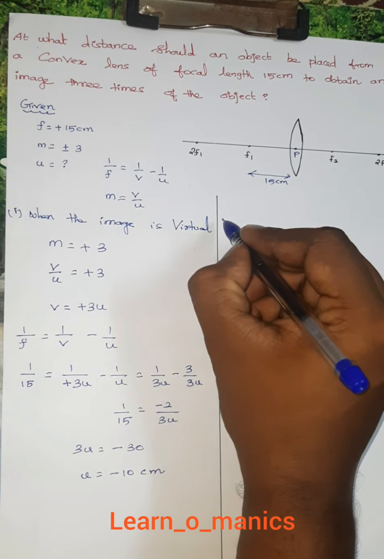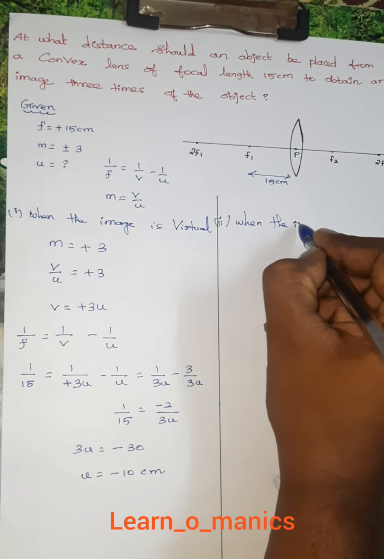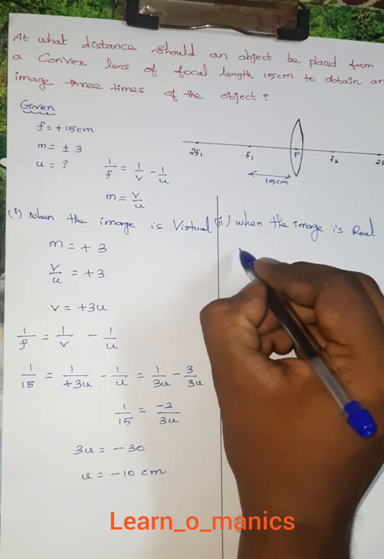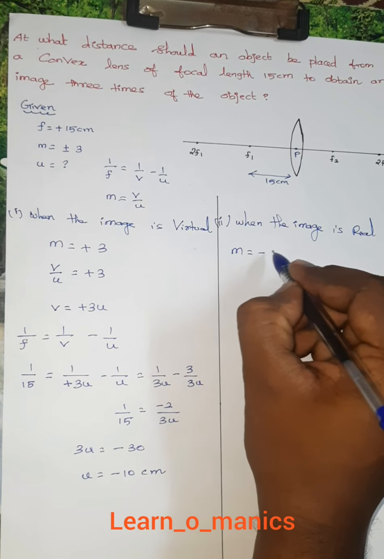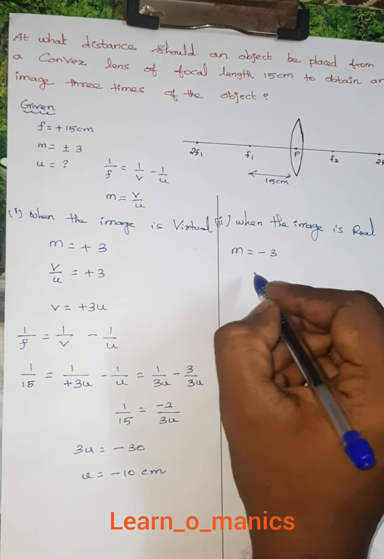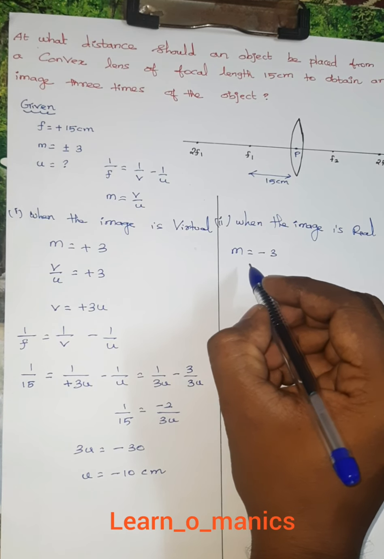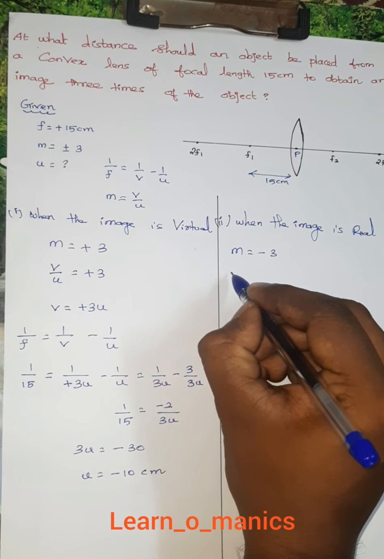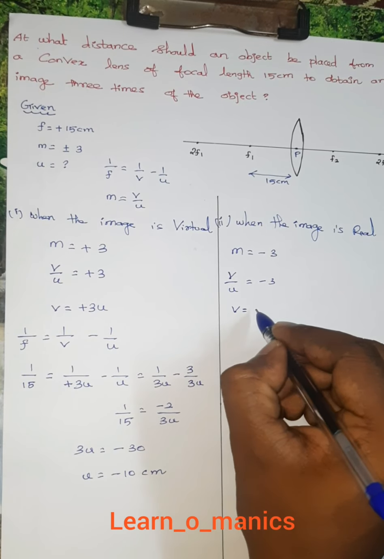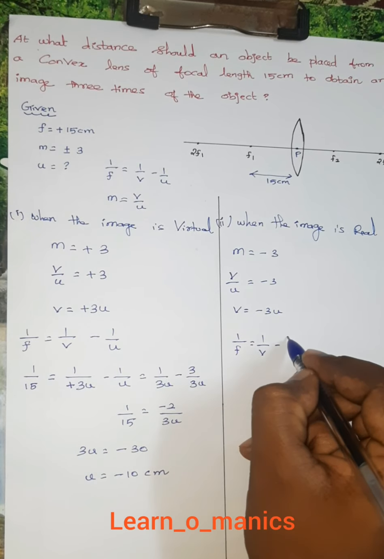So next I'm going to solve the same sum for when the image is a real image. When the image is real, I want to take the m value with a minus sign. Minus says real and inverted, and 3 says the image is somewhat zoomed, or somewhat bigger than the object, right. So then again the formula: v by u equals minus 3. I'm going to use the substitution v equals minus 3u, then the lens formula 1 by f equals 1 by v minus 1 by u.